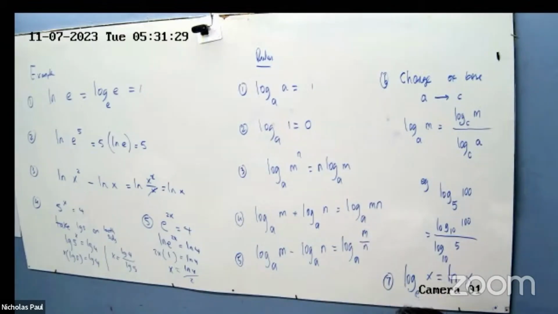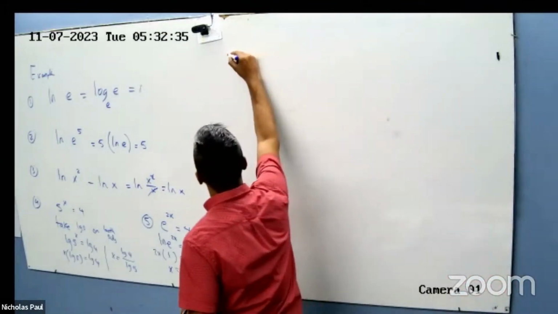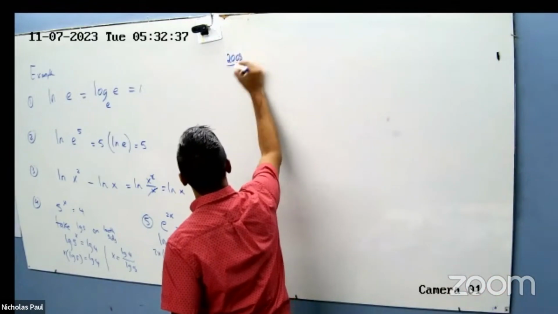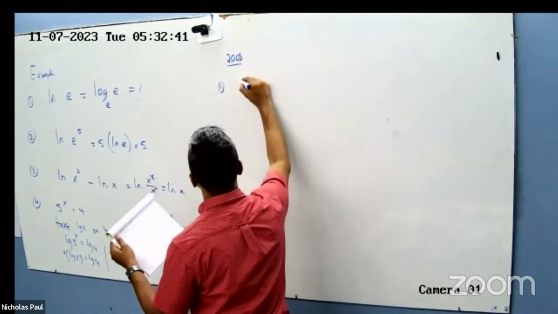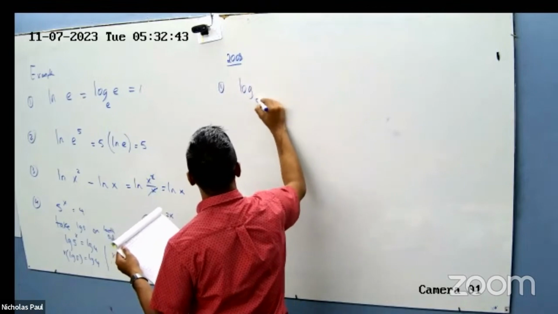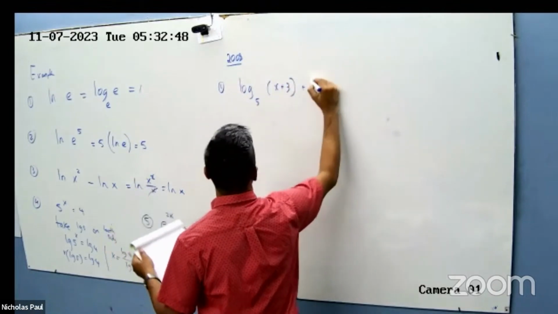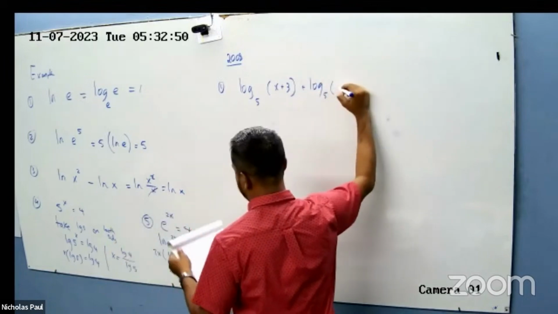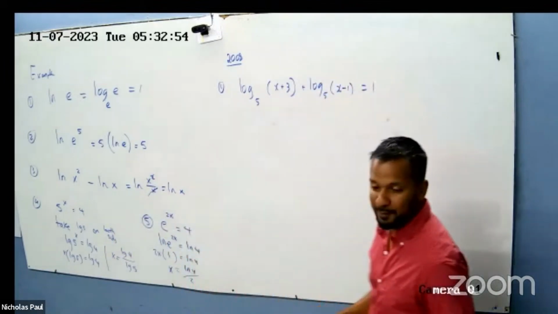All right, nice. So let us start taking a look at some questions, right? So the first one that we're going to do is 2008. I'll guide you along. In fact, you will tell me how we could solve this. Log to the base 5 of x plus 3 plus log to the base 5 of x minus 1 is 1. How are we going about this here?